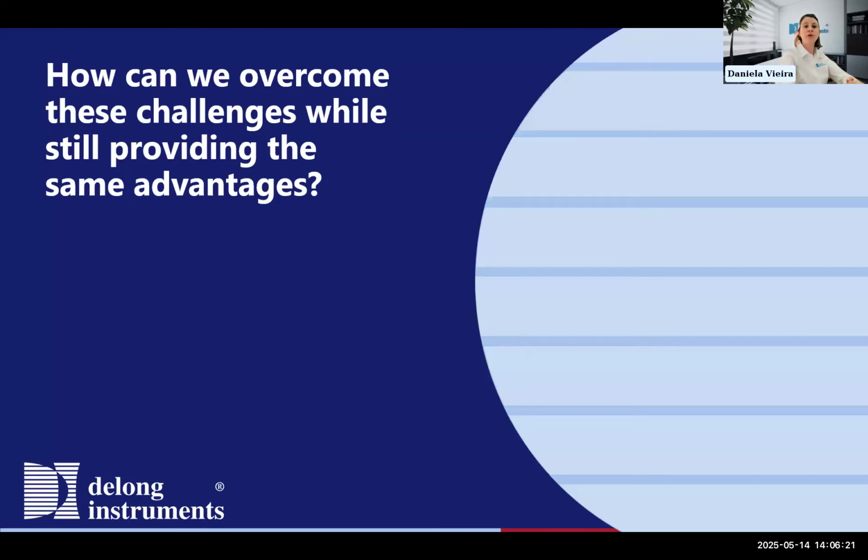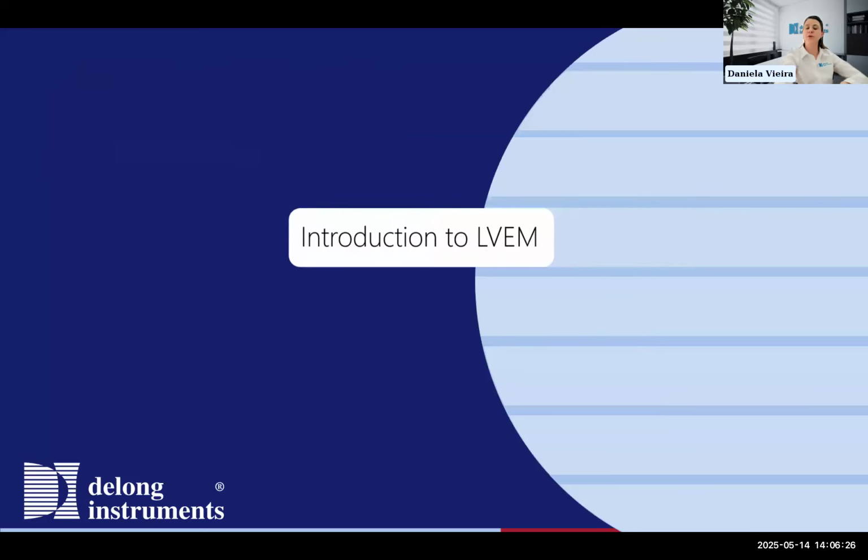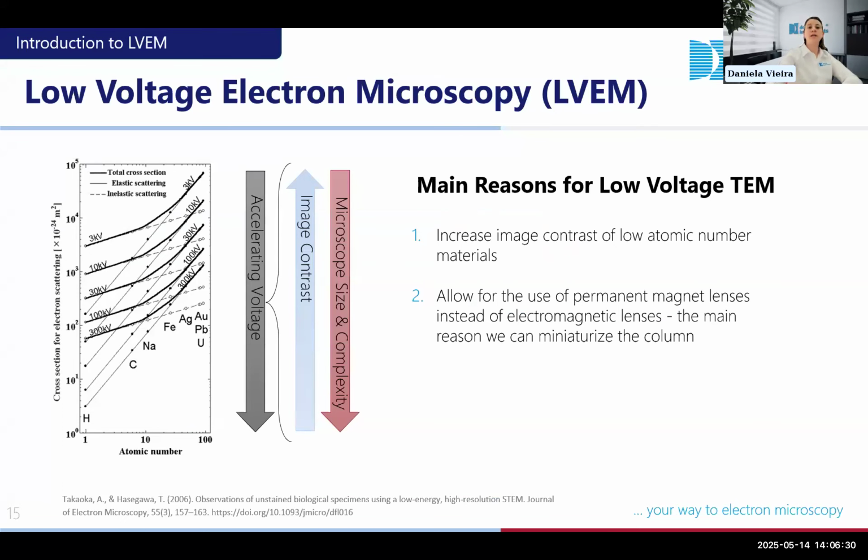All right, so how can we overcome these challenges while still providing the same advantages? That's why we are going to introduce low voltage electron microscopy. In low voltage electron microscopy, we decrease the accelerating voltage. By decreasing the accelerating voltage, we increase image contrast of low atomic number materials. We can also use permanent magnetic lenses instead of electromagnetic lenses. This allows us to decrease the microscope size and also the complexity of the equipment.